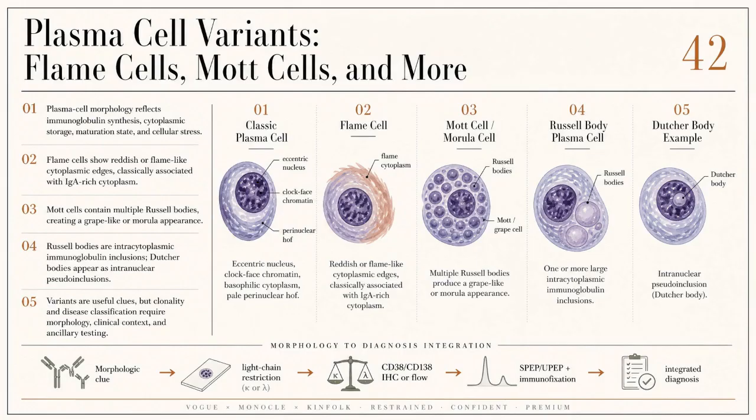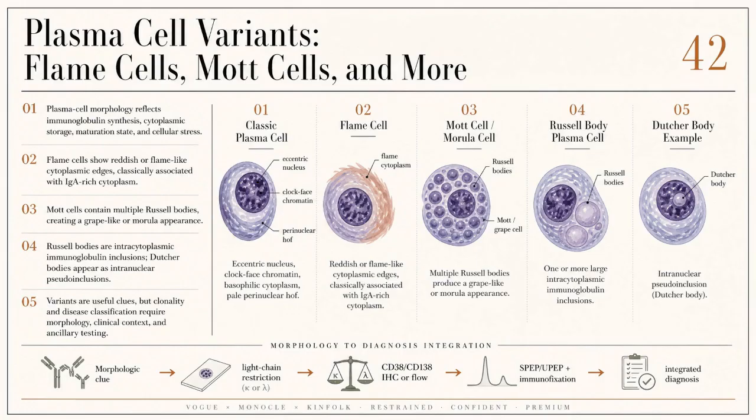Beyond morphology, the recognition of these plasma cell variants informs ancillary testing strategies. Immunohistochemistry panels targeting immunoglobulin light chains and heavy chains can confirm the subtype suggested by flame or Mott cell morphology. Flow cytometry further characterizes the immunophenotype of the plasma cell population, while molecular and cytogenetic analyses provide prognostic and therapeutic insights. Specimen triage is therefore critical, ensuring that adequate fresh tissue or bone marrow aspirate is preserved for these studies, which complements the morphological assessment and supports comprehensive diagnostic reasoning.